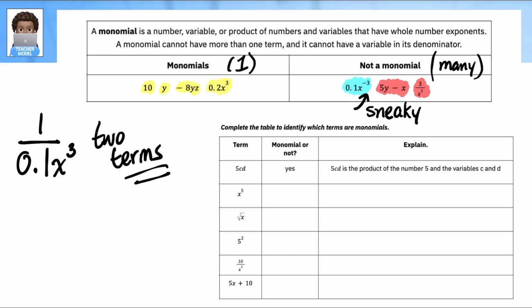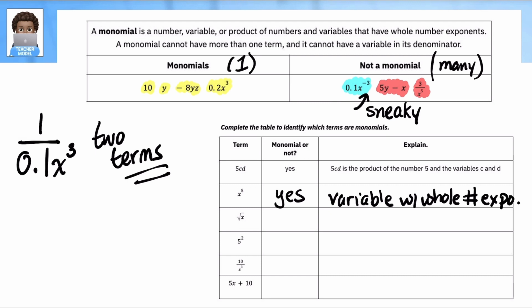So with that, let's look at the list we have here. The first one, yes, very, very easy. It is just a variable with a whole number exponent.